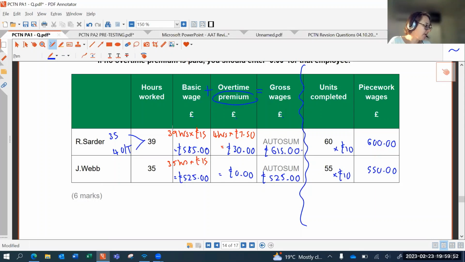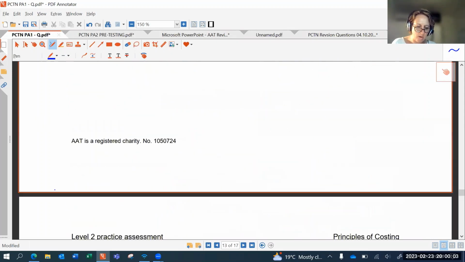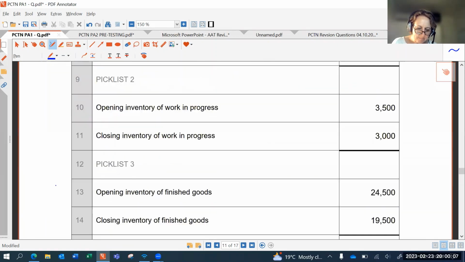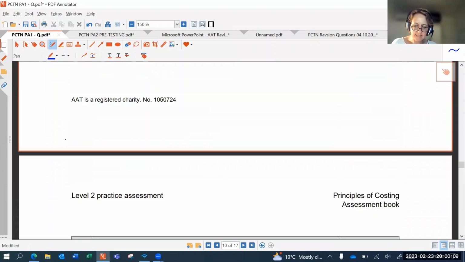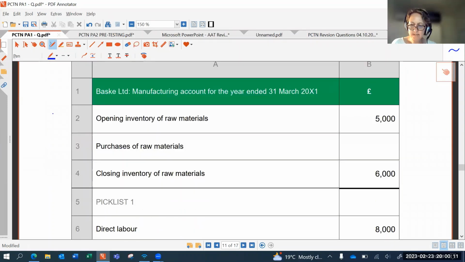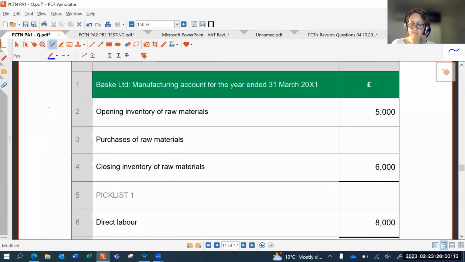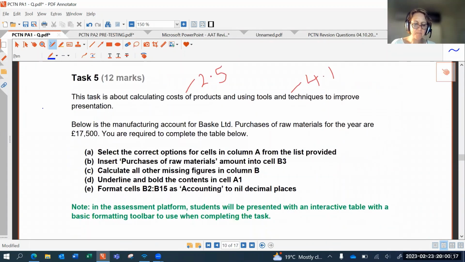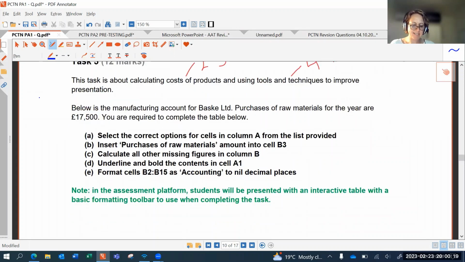So I think the only thing that maybe you'd mentioned that we didn't have time for was the manufacturing accounts. But I will tell you that there are manufacturing account questions in here. This is one here. It's the spreadsheet one. But yeah, great one. This is task number 5 from AAT sample assessment number 1. So I would definitely suggest having a look at that.